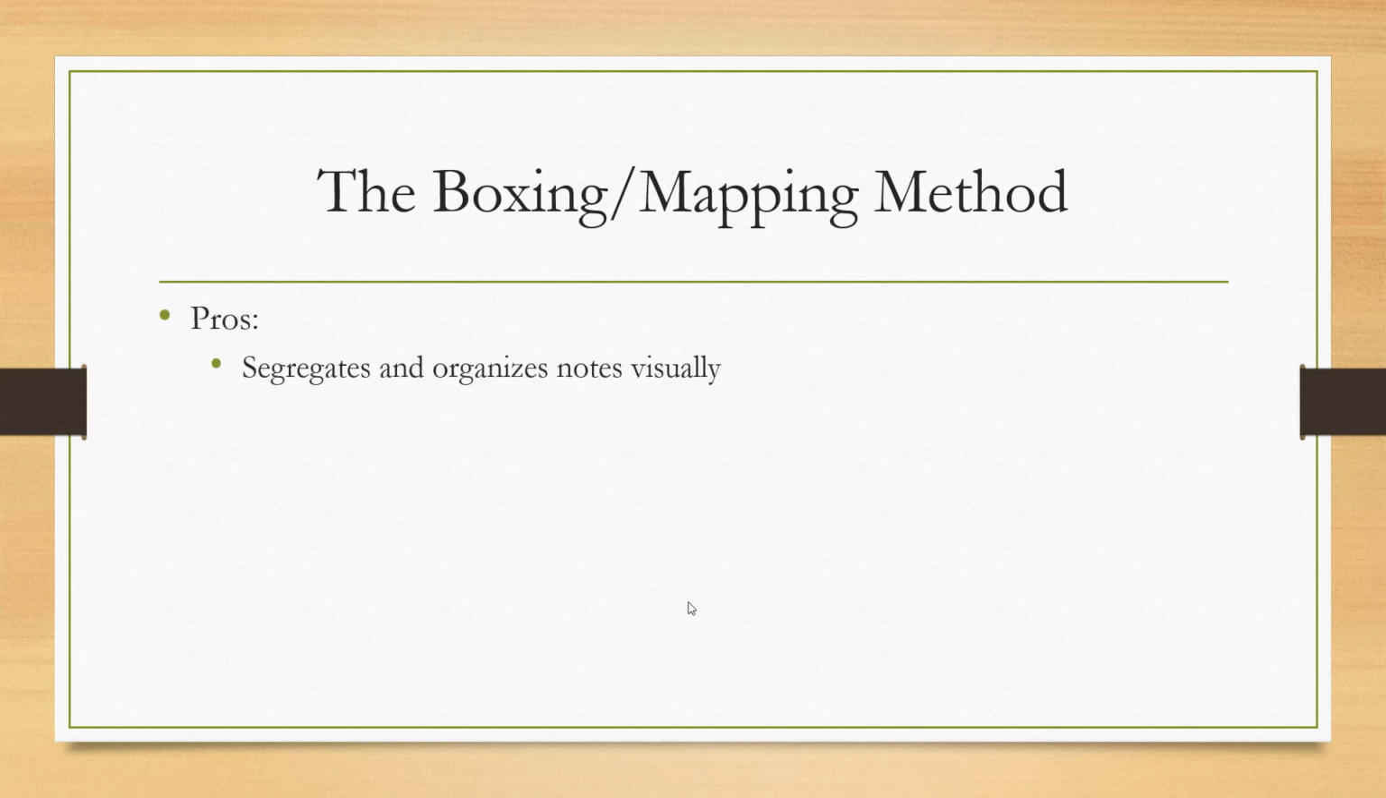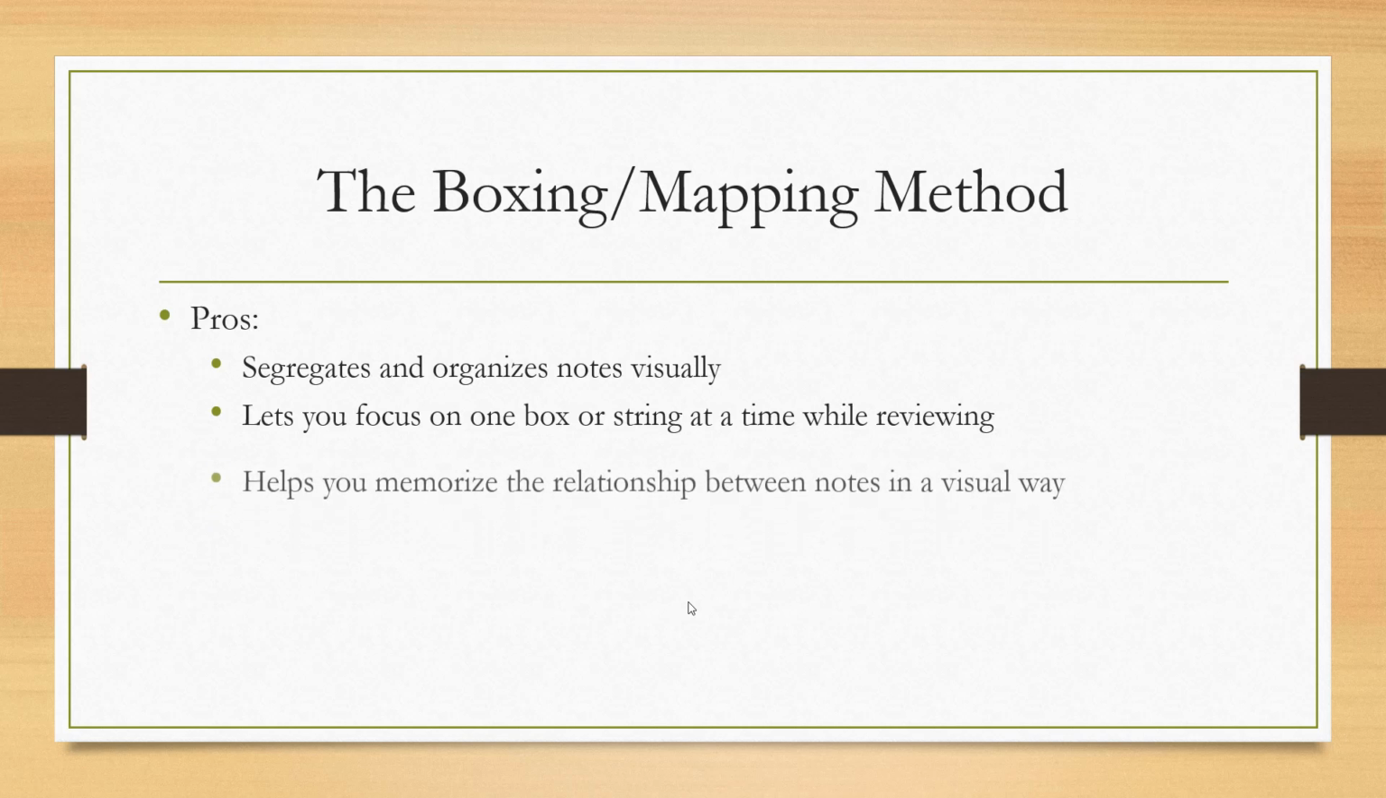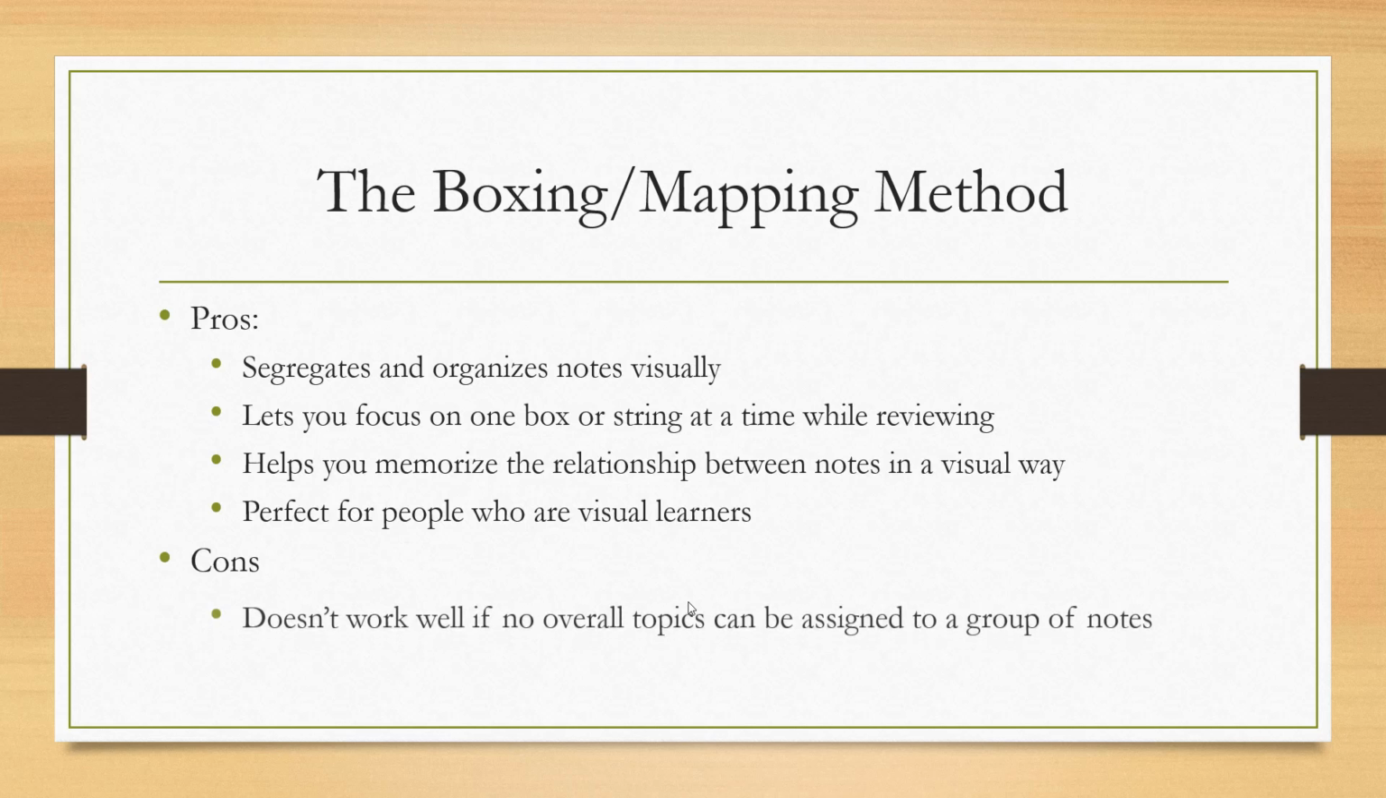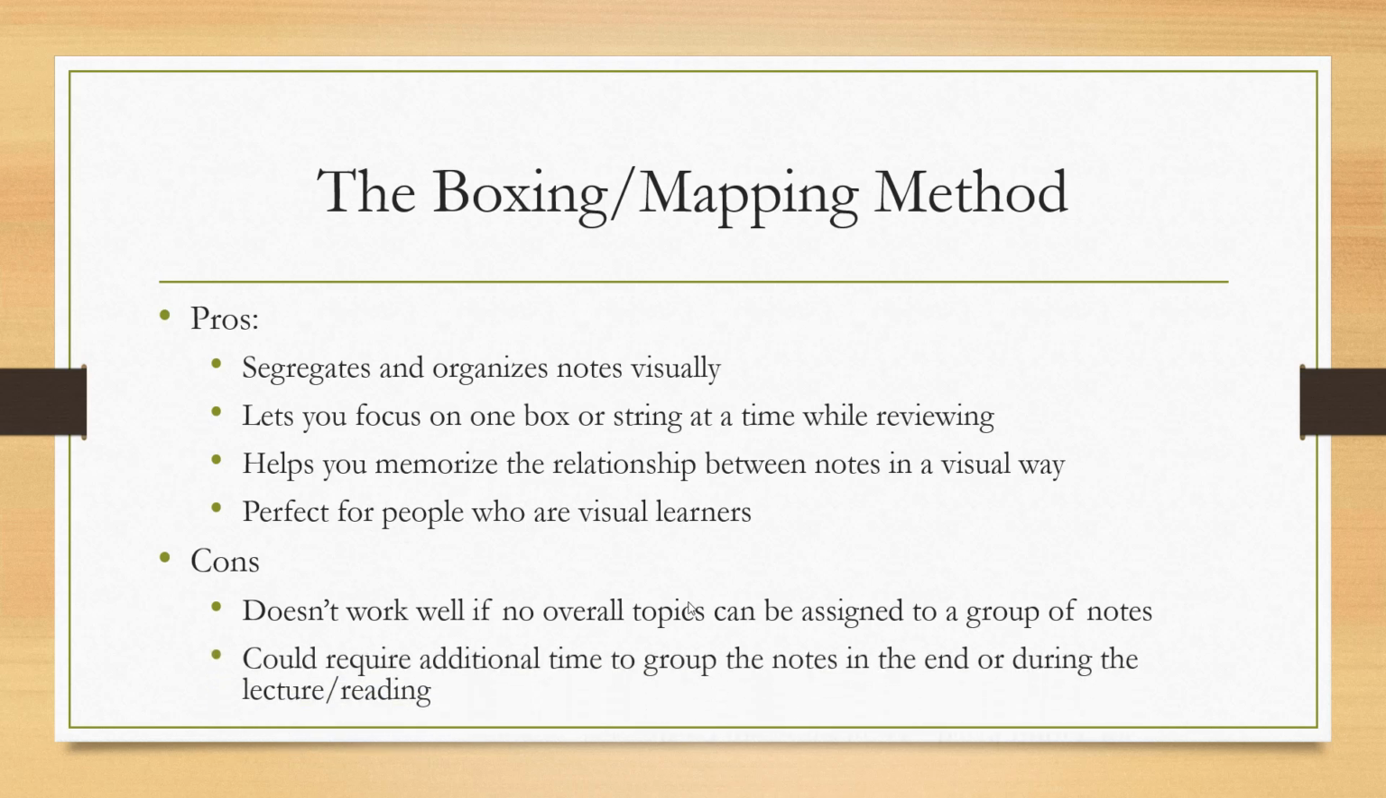The pros of this method is that it segregates and organizes notes visually. It lets you focus on one box or string at a time while reviewing. It helps you memorize the relationship between notes in a visual way. This is really important if you're a visual learner, if you know this about yourself. It's perfect for people who are visual learners. The cons are that it doesn't work well if no overall topics can be assigned to a group of notes. So if it's not very organized in itself, it's not going to work very well. And it could require additional time to group the notes in the end or during the lecture or reading to group into the boxes.